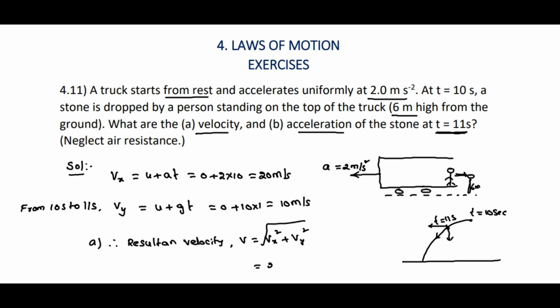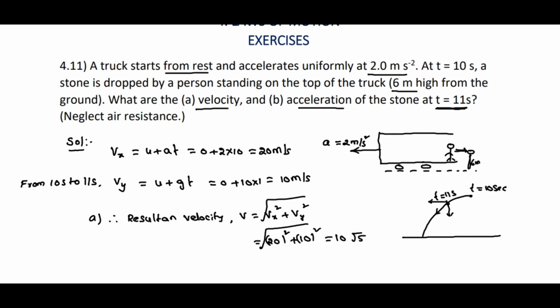That is equal to square root of 20 square plus 10 square. After simplification, we get 10 root 5, that is also nothing but 22.4 meters per second. So this is the magnitude of the velocity.